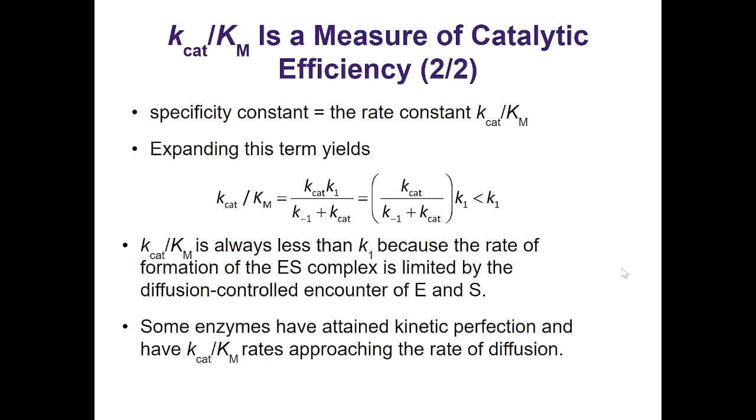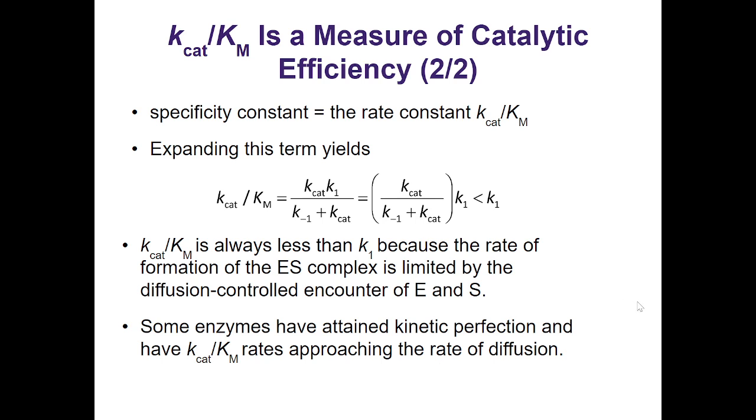Thus the specificity constant. All right. Again, the Kcat over Km is always less than K1. That's because the rate of formation of our enzyme substrate complex is always limited by the diffusion controlled encounter of our ES. So we cannot form all of our ES as fast as we possibly can. They have to come together, okay? And so it's always lower.